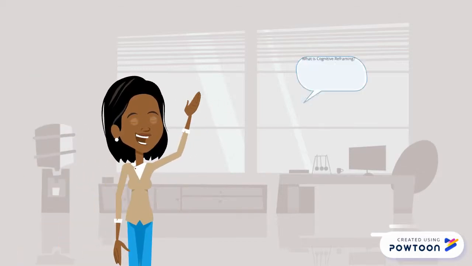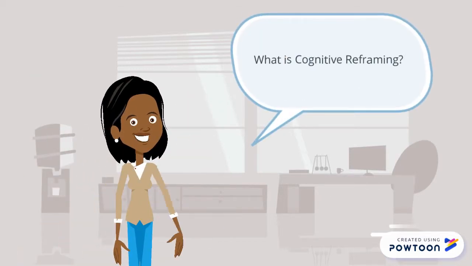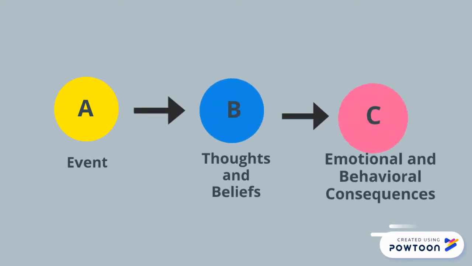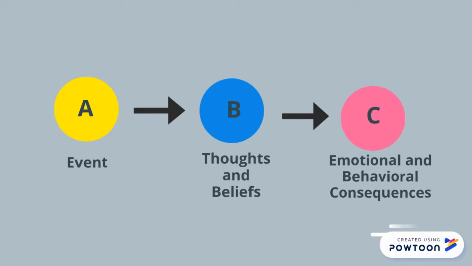So what is cognitive reframing? An underlying assumption of cognitive therapy is that an objective event, A, causes subsequent beliefs and thoughts, B, which lead to emotional and behavioral consequences, C. It is further believed that our responses in C will affect how we perceive and react to similar situations in the future.